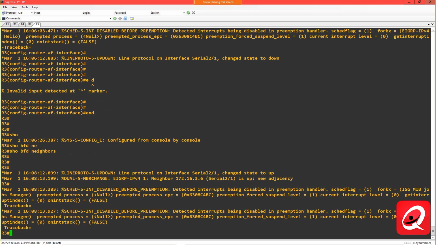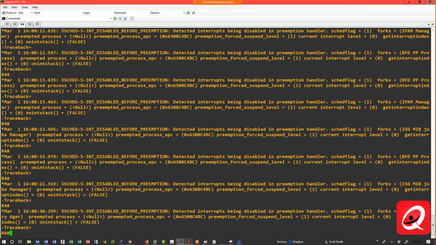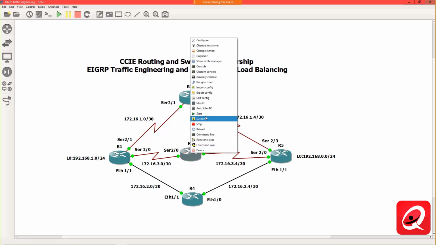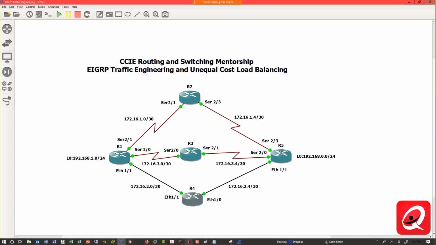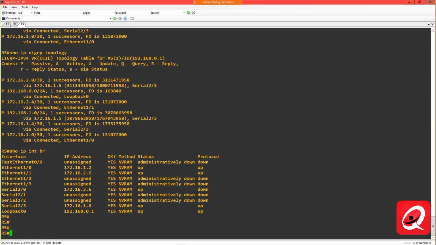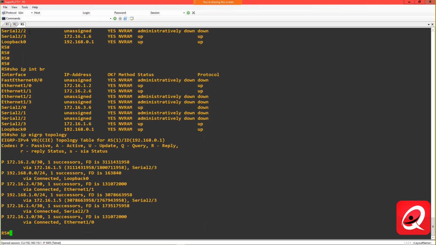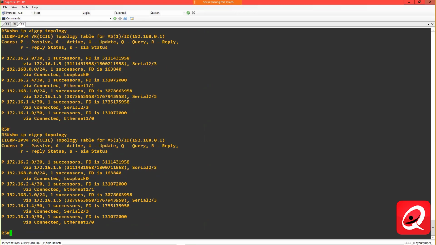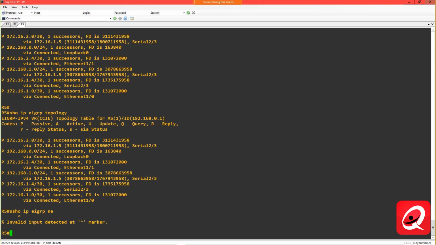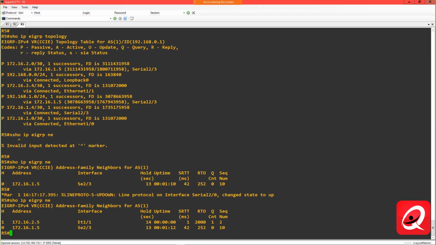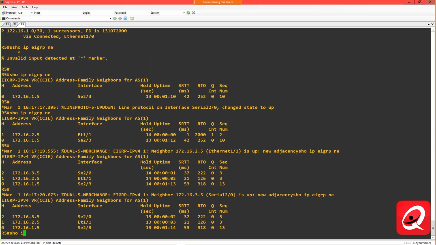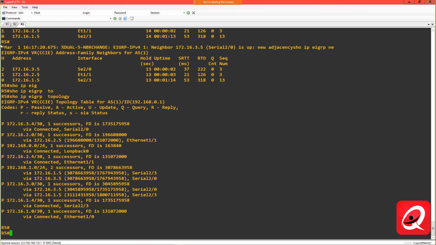Did router 3 crash too? Oh my gosh, router 3 crashed also. So did router 4. All right, hold on one second. Hopefully those don't have to be reconfigured. Show IP EIGRP neighbor. Two neighbors, three neighbors. There we go. Show IP EIGRP topology. All right, now we're back in business here.